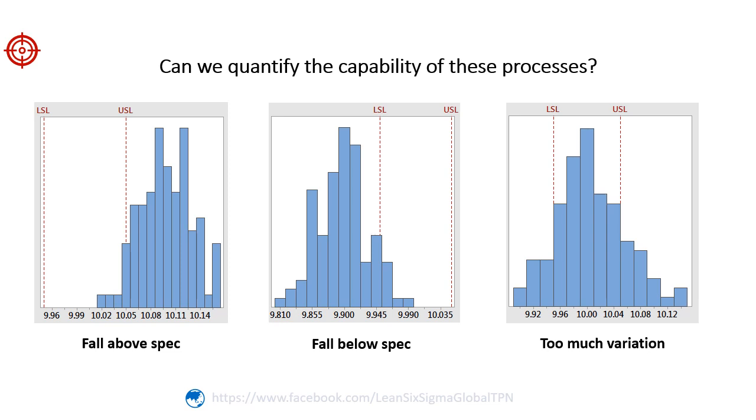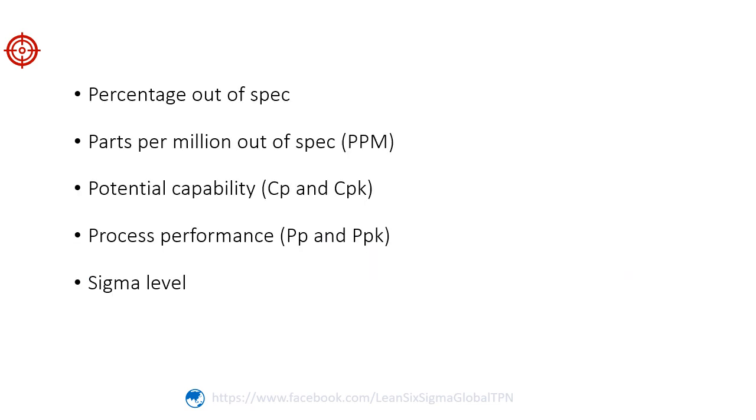So how do we quantify capability? In this chapter, we will learn several ways to measure process capability using descriptive indices. The index we use depends on our organization, audience, and the type of data we are evaluating.